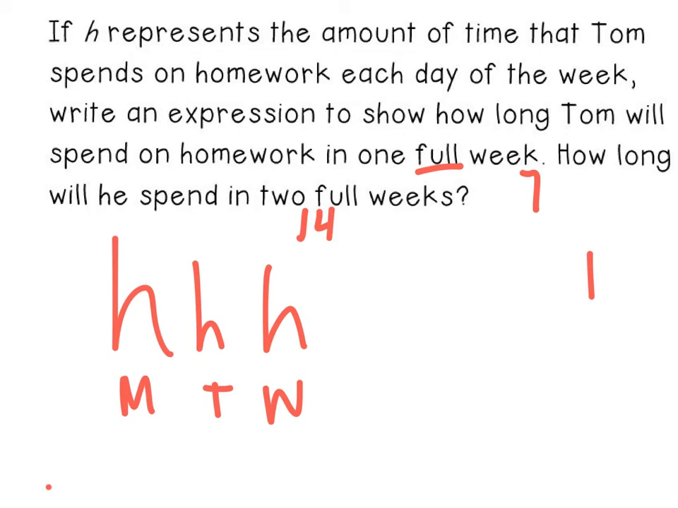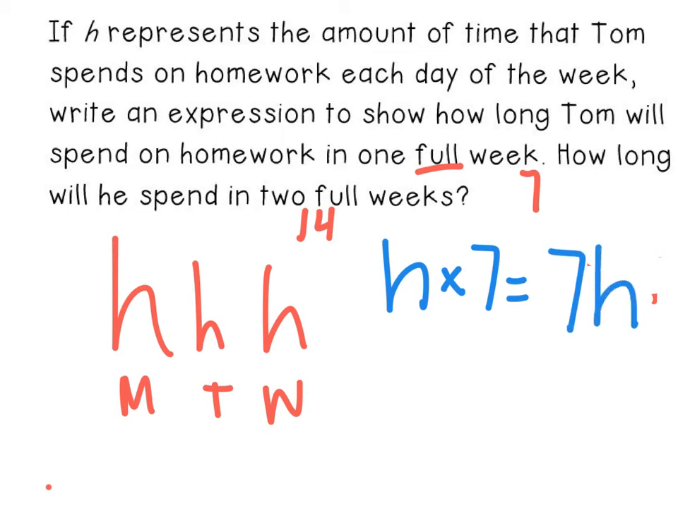If I wanted to know how much he spent in 1 full week, I would do the number of hours that he spent in 1 day times 7, the amount of days in the week. So I just plugged in this 1 for H. So really what I had was H times 7, or I could also write that as just 7H. Okay, so same thing with 2 full weeks, but instead of 7, it would be 14. So I would do H times 14. I could also write that as 14H.